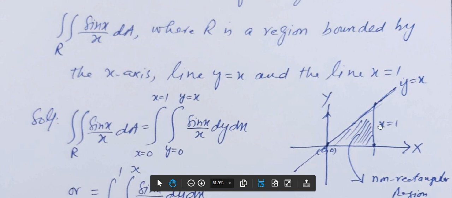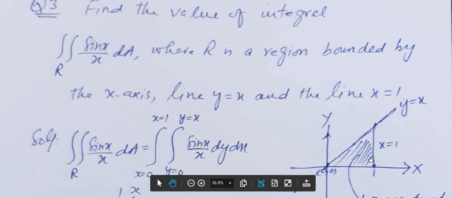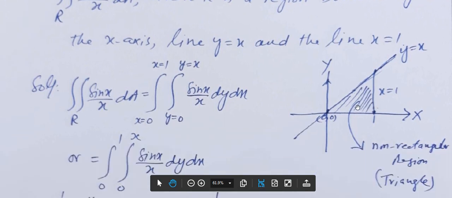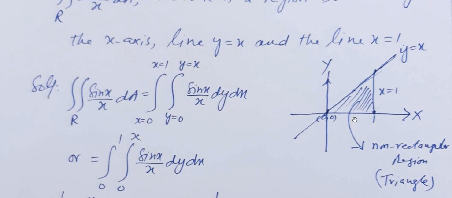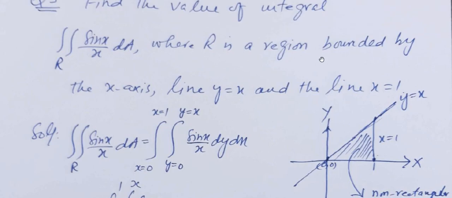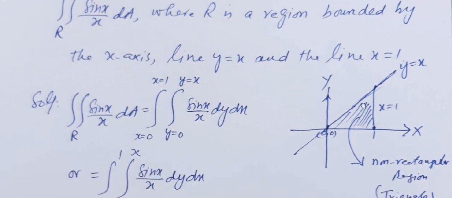And the line x is equal to 1. So here is x is equal to 1, you can draw this line x is equal to 1 like this. And now you can see what the common region is. So this region, which is bounded by the x-axis, the line y is equal to x, and the line x is equal to 1, this is our bounded region. Because the question was where R is a region bounded by the x-axis, the line y is equal to x, and the line x is equal to 1. So now we are interested in this region.